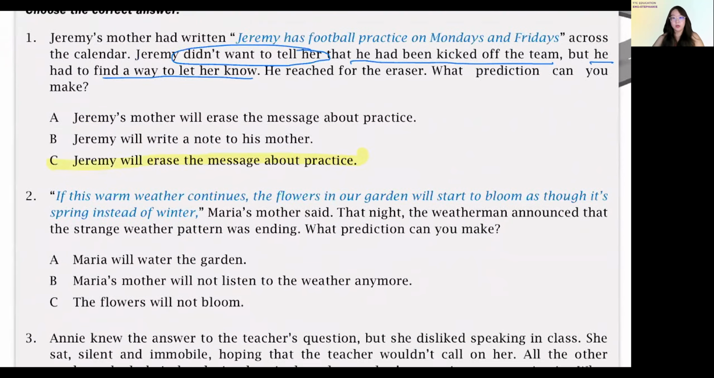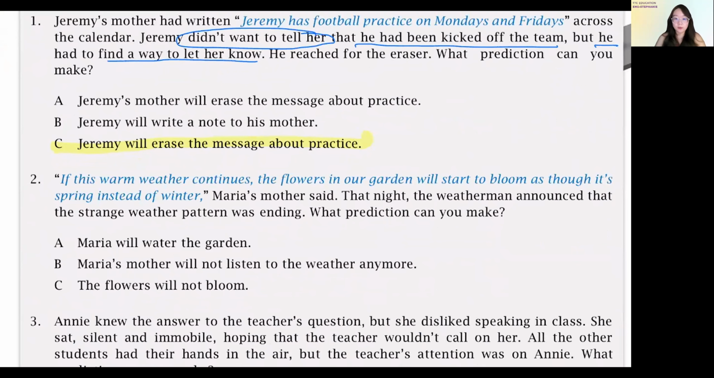Moving on to the next one, question number 2. If this warm weather continues, the flowers in our gardens will start to bloom as if it's spring instead of winter, Maria's mother said. That night, the weatherman announced that the strange weather pattern was ending. What prediction can you make?